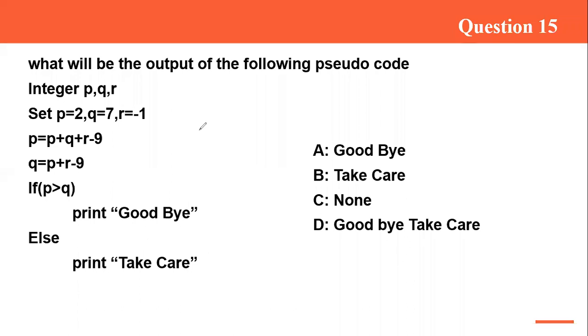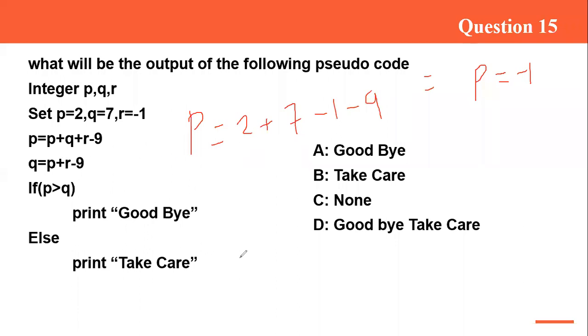Okay. Let's see the answer. P equals P plus Q plus R minus 9. That means what? 2 plus 7 plus R, and plus 7 minus will become minus only, right? 2 plus 7 minus 1 minus 9. What do you get? -1. Am I right? -1 only? Yes. P value is -1. We modified only the P value, not the Q value or the R value. Only the P value is -1 now.